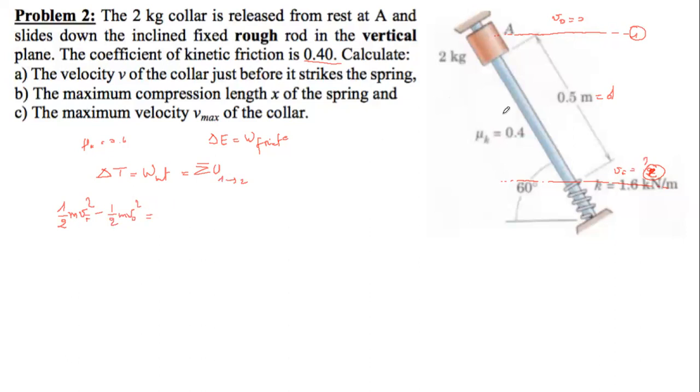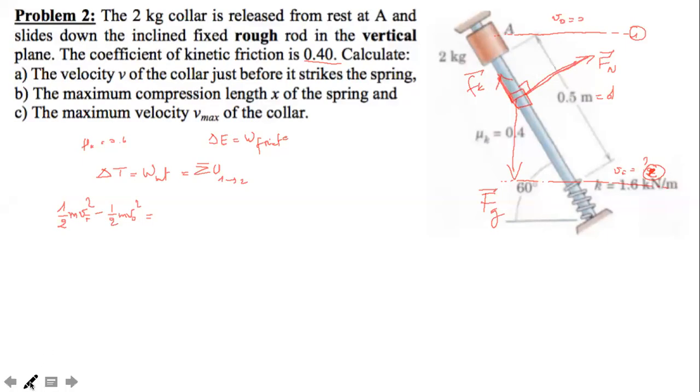Now net work is, first let me draw a free body diagram. Let's say my collar is here. First you have the weight of the collar. I'll call it Fg, which is the gravitational force. Then I will have the normal force, which is normal to this. I'll call it Fn or N if you want. Then I will have the frictional force, and it's Fk.